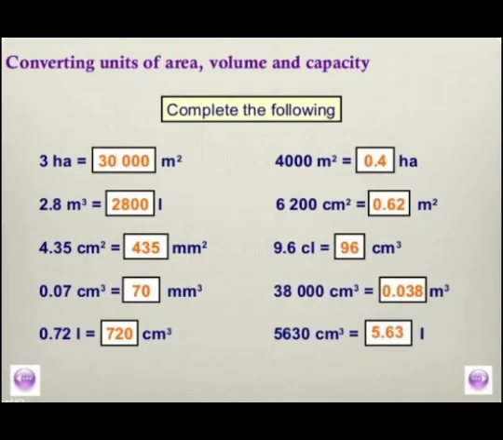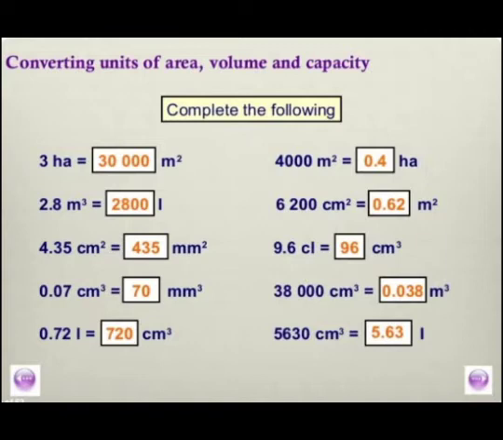Converting units of area, volume and capacity. 3 hectares is equal to 30,000 square meters. 2.8 cubic meters is equal to 2,800 liters. 4.35 square centimeters is equal to 435 square millimeters. 0.07 cubic centimeters is equal to 70 cubic millimeters. 0.72 liters is equal to 720 cubic centimeters.